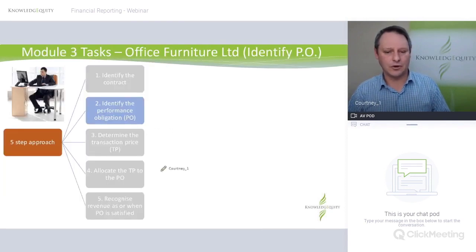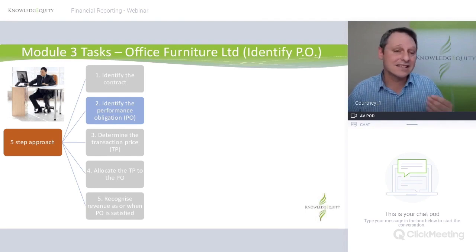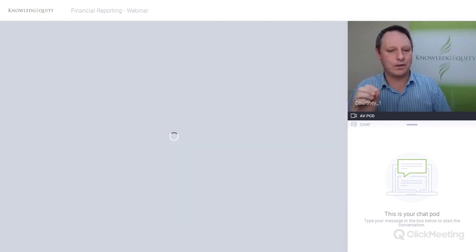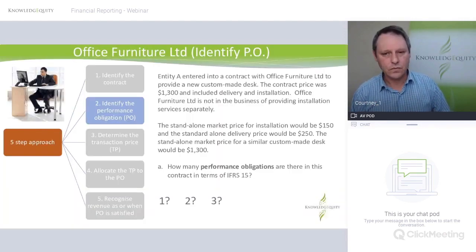So let's now move on to the next task, which is Office Furniture Limited. And your job here is to identify the performance obligation. So you can see this is step 2 in the process. And as we work through these tasks, you'll become more and more familiar with how to apply the standard. So Office Furniture Limited, there's a custom-made desk. There's a contract price of $1,300, but this includes, so once again, we have bundling. We get delivery and installation and a desk.